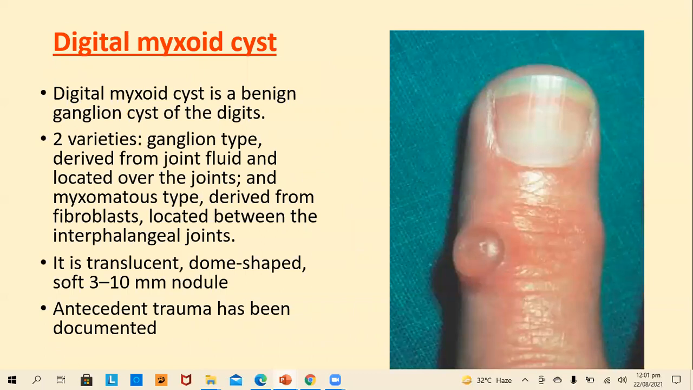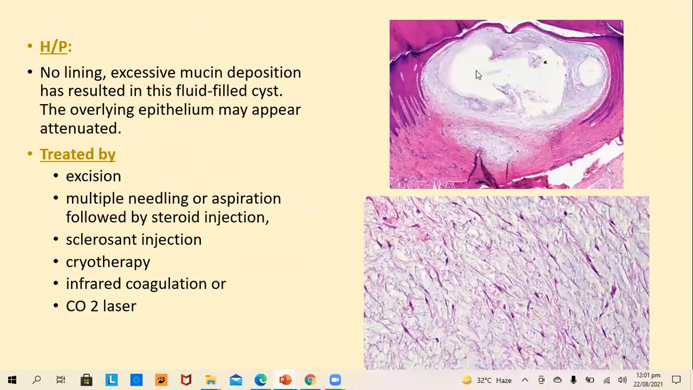Then the last is the dermal myxoid cyst. It is a benign ganglion cyst of the digits. Two varieties: the ganglion type derived from the joint fluid and located over the joints, and myxomatous type derived from fibroblasts located between the interphalangeal joints. It is a translucent, dome-shaped, soft, 3 to 10 mm nodule. There is antecedent trauma which is documented. There is no histopathological lining in histopathology, and excess mucinous deposition results in a fluid-filled cavity or a cyst.